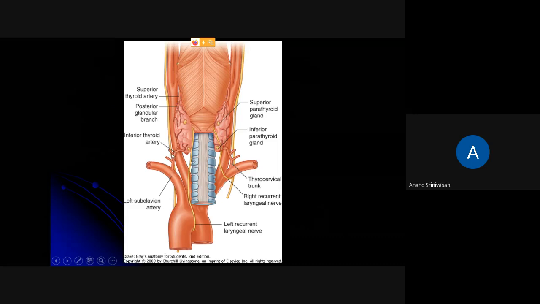The inferior thyroid artery arises from the thyrocervical trunk. You can see how closely the recurrent laryngeal nerve, the yellow colored one, passes. That's why during the removal of the thyroid, it's very difficult to identify this nerve. But you need to identify this nerve and preserve it. Otherwise, the person will have hoarseness in voice.